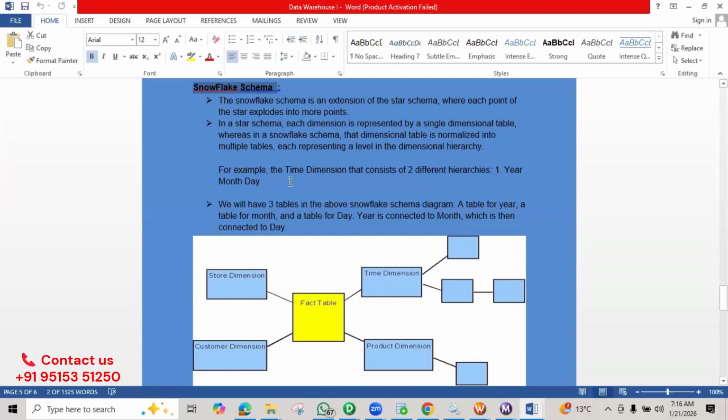So what is a snowflake schema? Snowflake schema is nothing but an extension of the star schema. It will have one centrally located fact table which will be surrounded by multiple dimension tables, and all these dimension tables will be attached to another dimension table. This blue table indicates a dimension table.